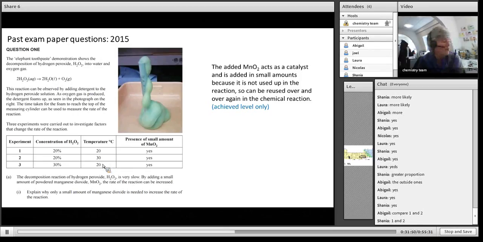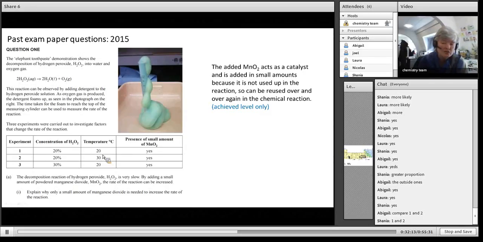You compare 1 and 2, correct. I can't compare 3 and 2 because I've also got a change in concentration between 3 and 2. So if I'm only changing the temperature, everything else needs to be the same. Okay, so they'll ask you sort of experimental things like that.